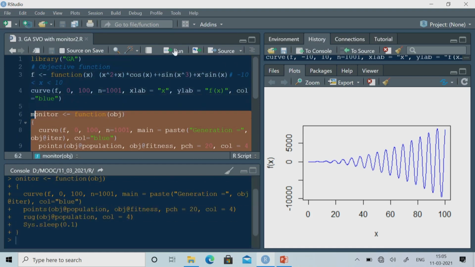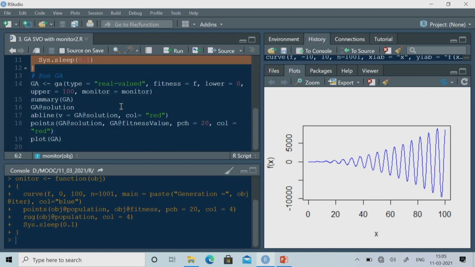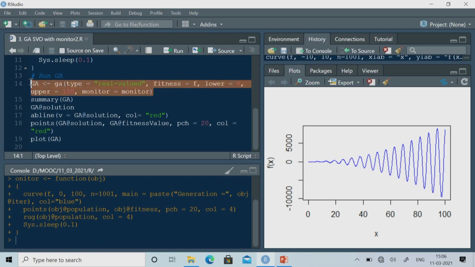Okay, I have executed this monitor function, and now you execute the ZA function. This is the same function. Here I have used lower bound 0 for this particular problem and upper bound 100, and I would like to monitor the progress. Let us run this particular line.